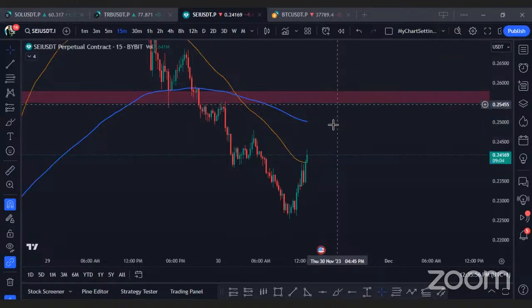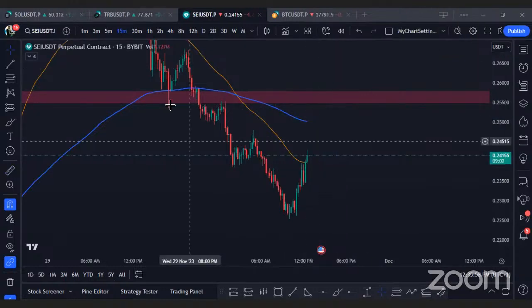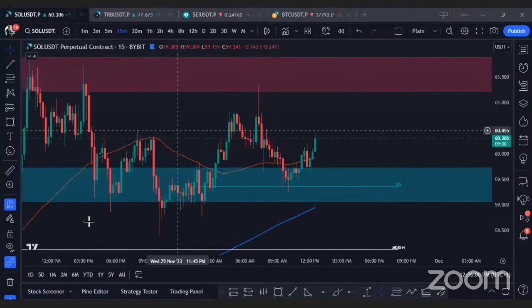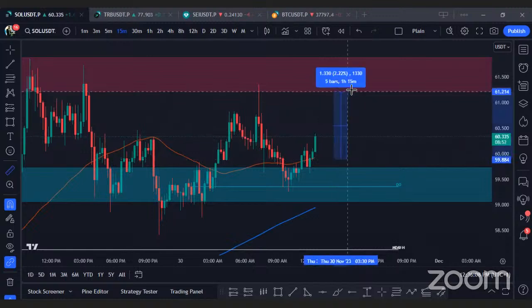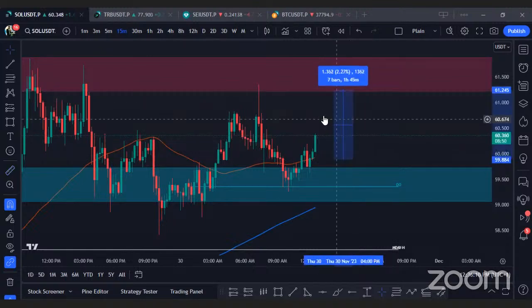If SEI plays out, this should be able to give me 50%. All right. And then Solana 2, 59.8. This should be able to give me 20% if you place that.